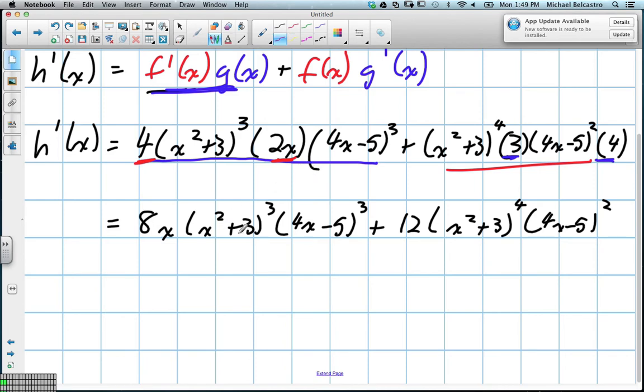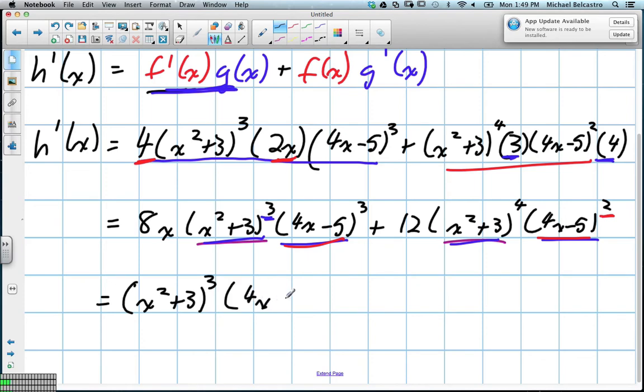We'll go a little farther into this. If you notice, we have x squared plus 3, x squared plus 3, and 4x minus 5, 4x minus 5. Our exponents are the only values that are different. And we always have to go with our lowest exponent when taking a common factor. So we can take 4x minus 5 to the 2nd out of both of these. And we can take x squared plus 3 to the 3rd out of both of these. So those will become our common factors. So I take x squared plus 3 cubed, and I'm going to take 4x minus 5 squared as our common factors. So we've taken those out, which means 8x will still stay.